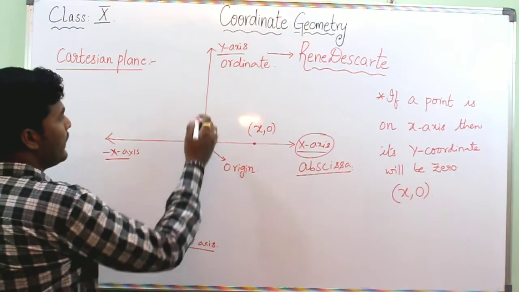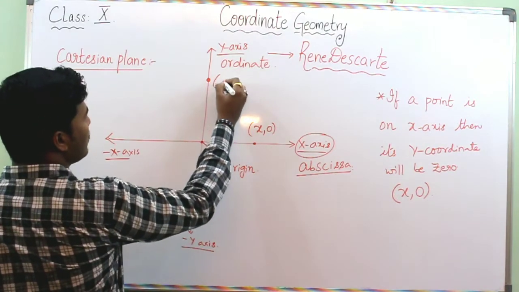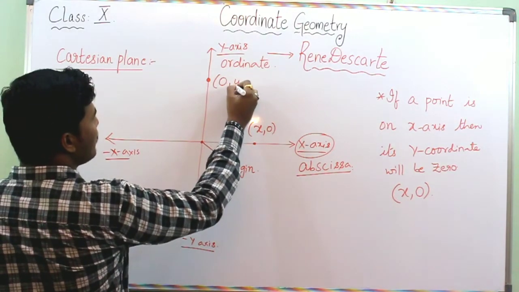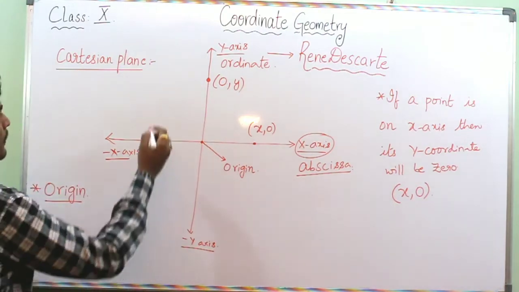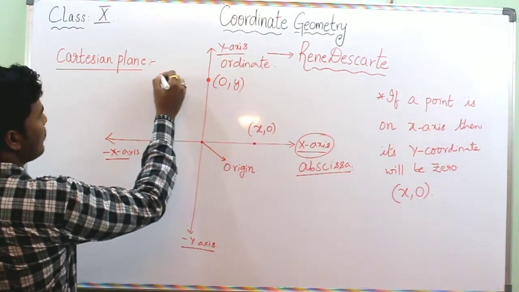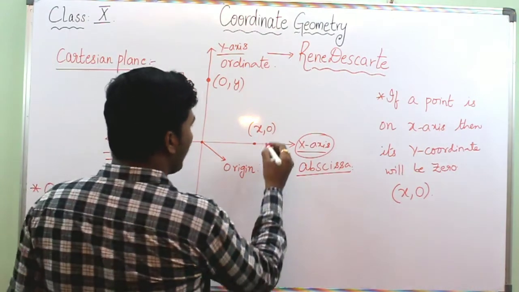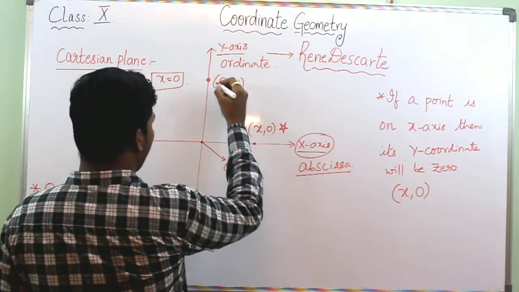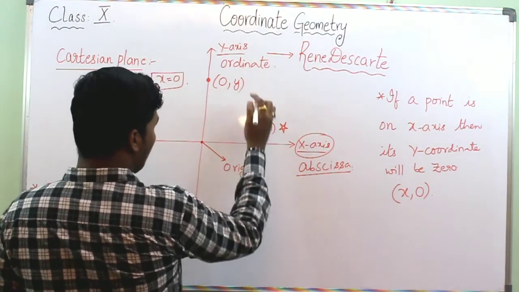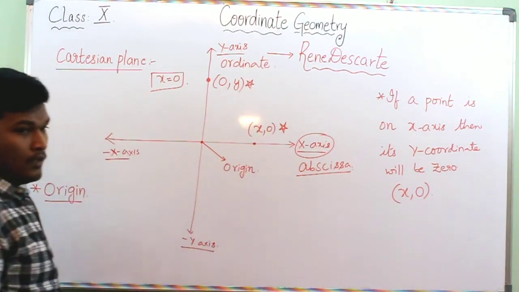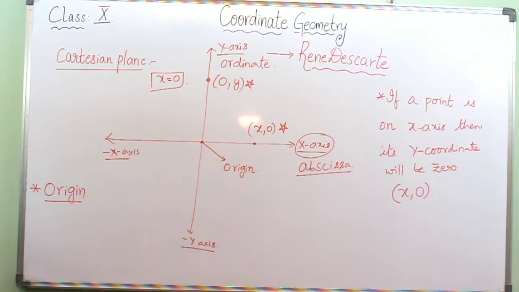Similarly, if I have a point on the y-axis, then it is represented as (0, y), and here the x coordinate is 0. So these are the two important things. If a point is on the x-axis, (x, 0). If a point is on the y-axis, (0, y).